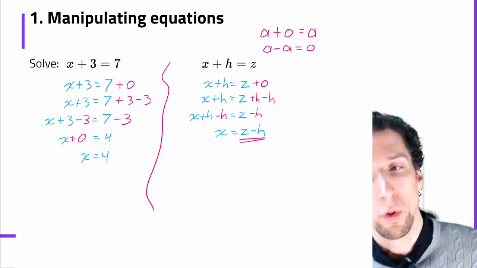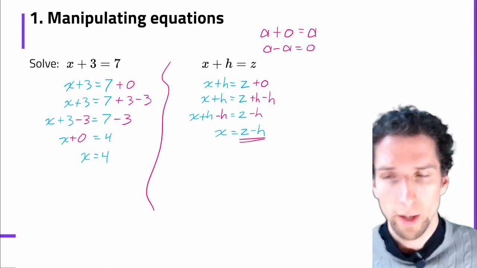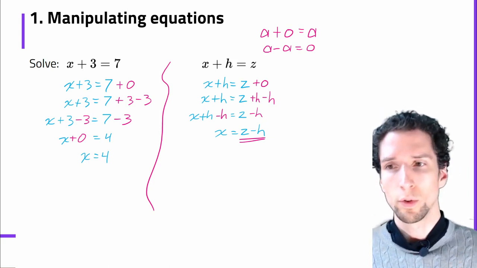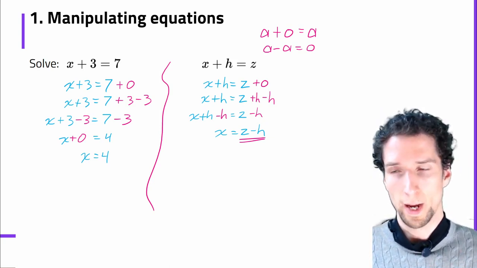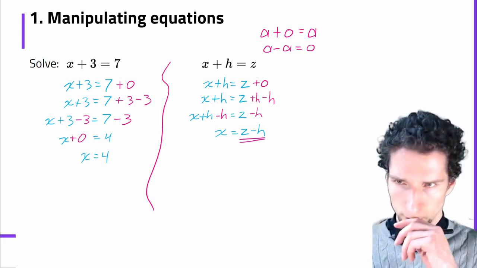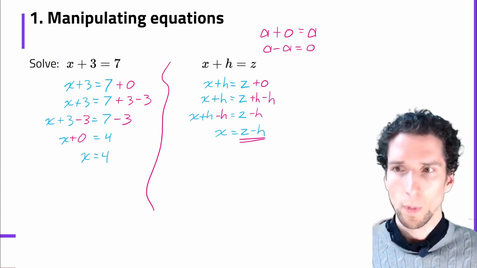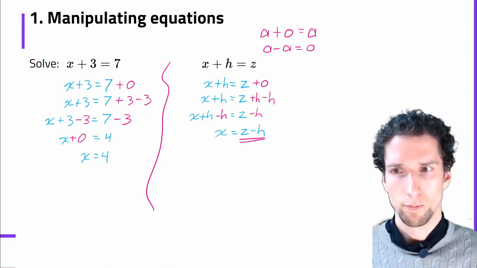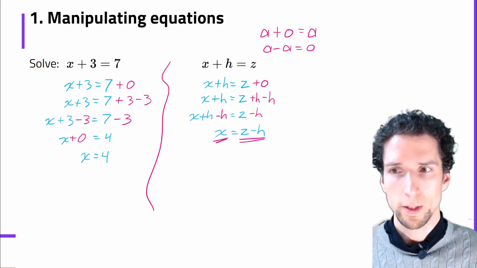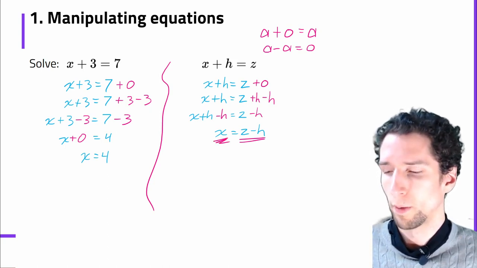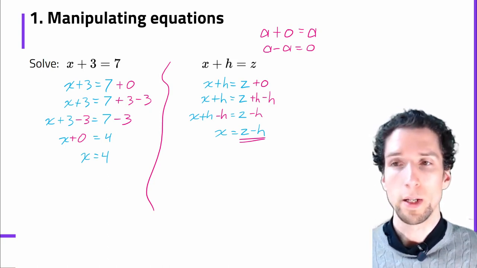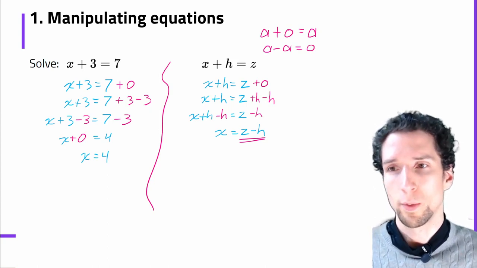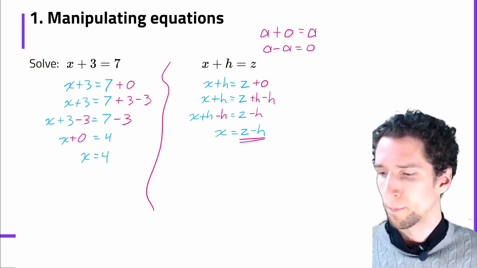Again, we don't know what z or h is equal to in terms of an actual number or anything. But we do know that z minus h will equal x, whatever those numbers end up being. We don't know, but we don't need to know. We have solved for x. We have rearranged this in terms of x.